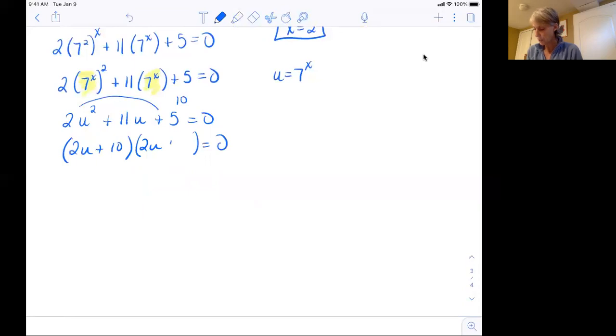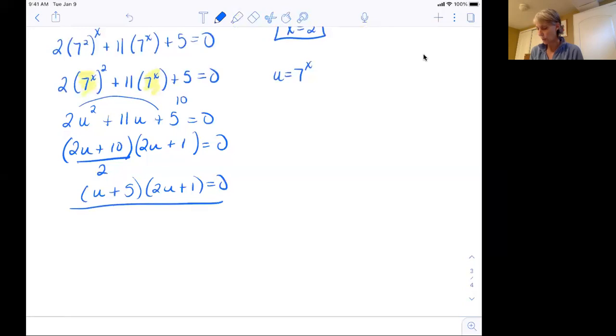2u plus 10 plus 1. That was right, but I should have divided by 2 before I moved on. U plus 5 and 2u plus 1. Now we're good to go. So u equals negative 5 and u equals negative 1/2. But remember, u equals 7 raised to the x power. So essentially, we've got to replace this.